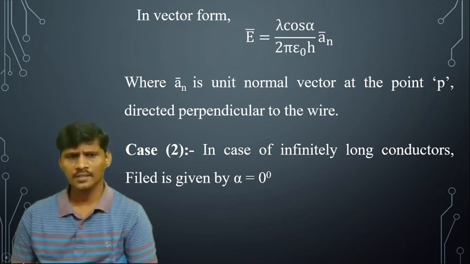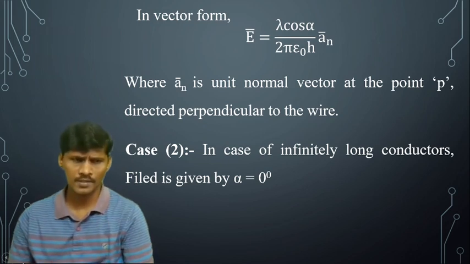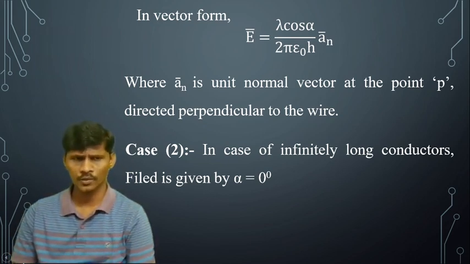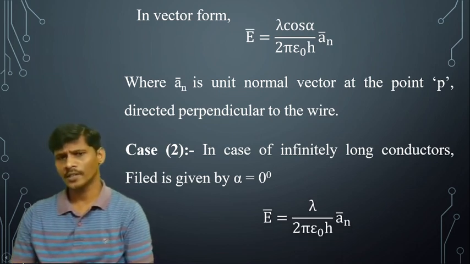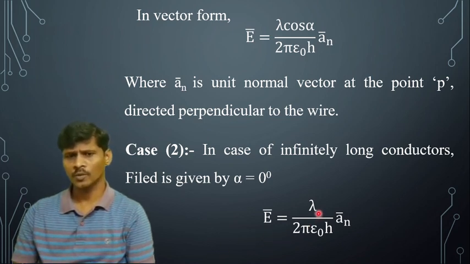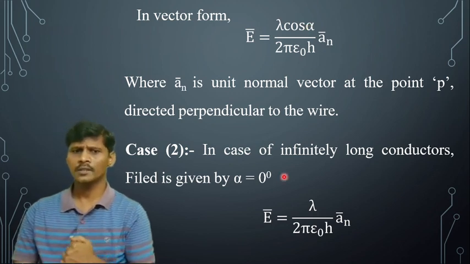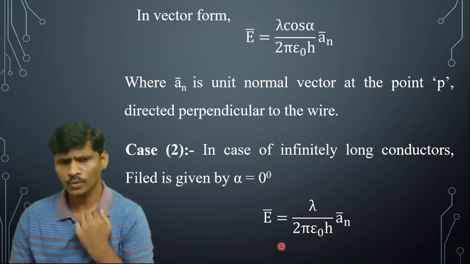In the second case, we consider an infinitely long straight conductor, where the angle alpha is equal to 0 degrees. In the above expression, substitute alpha equals 0 degrees. We get the electric field intensity due to an infinitely long straight wire. Therefore, E bar is equal to lambda by 2 pi epsilon naught h into a n bar. Substituting alpha equals 0 degrees, cos 0 degrees is 1, so the remaining expression is E bar equals lambda by 2 pi epsilon naught h into a n bar.